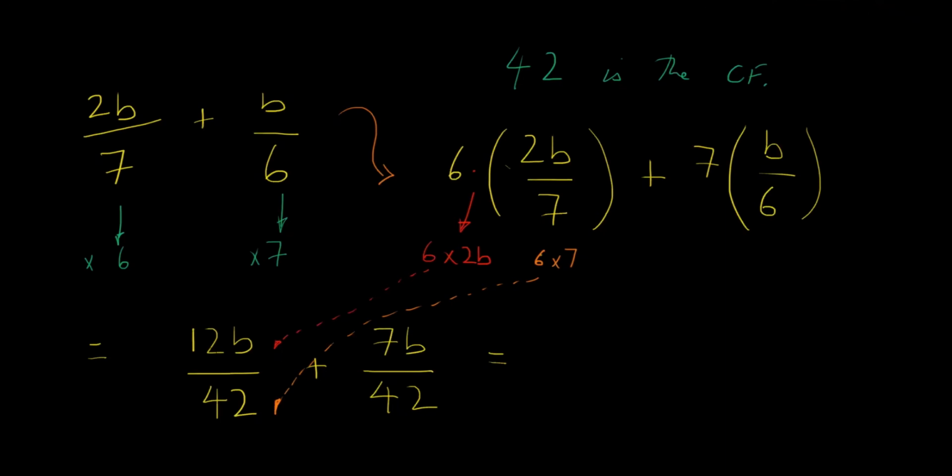That makes sense? Leanne, you've got your hand up. Is there a question? Oh, you put it down. Okay, all right. Is that clear, whoever asked that question? Okay. What is 12b plus 7b then? 19b. 19b divided by 42. That is your answer.